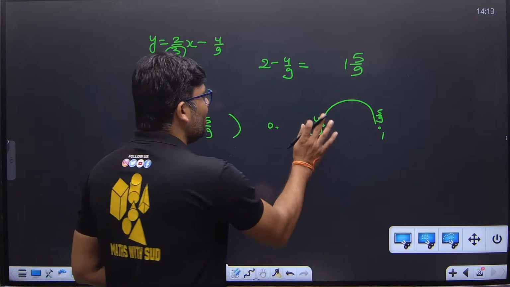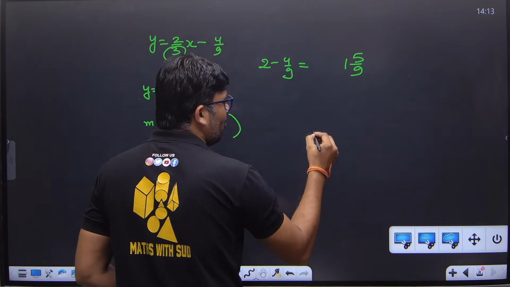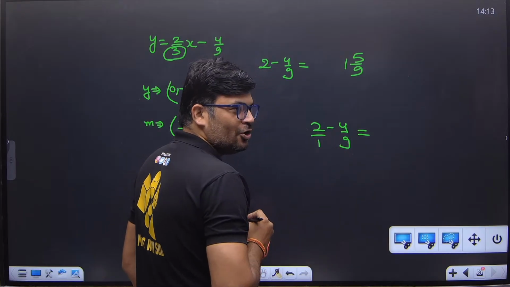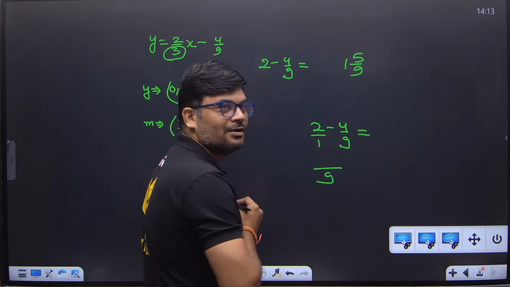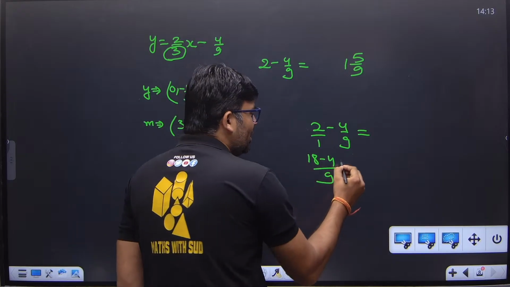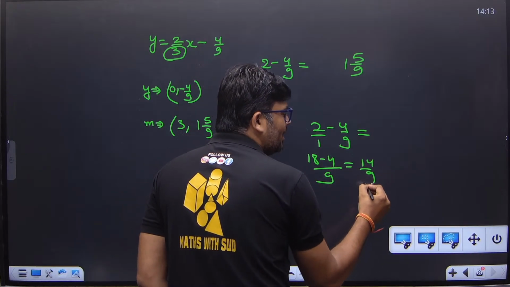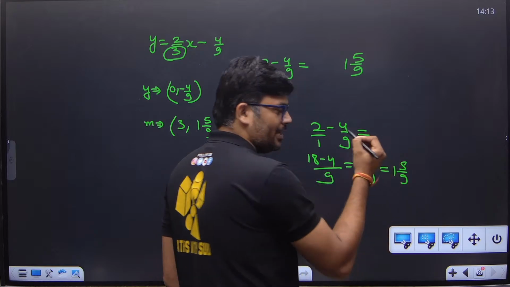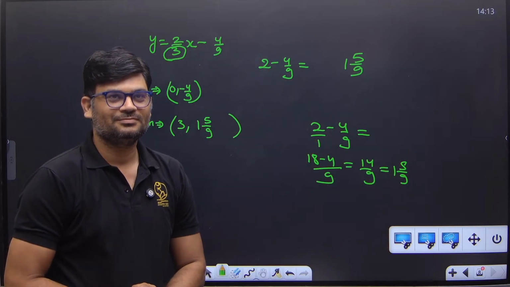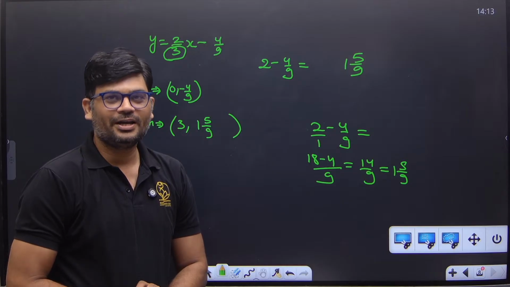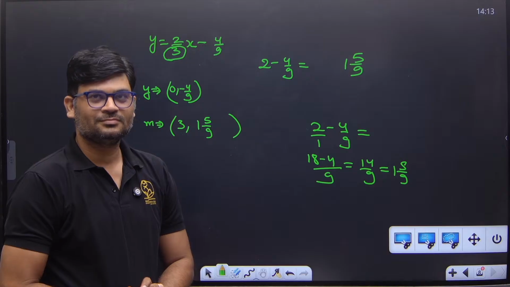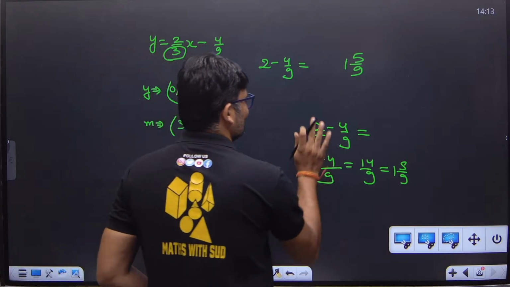See how earlier people were doing it, or how you were doing it earlier. You were taking the LCM as 9. You will write it as 18 minus 4. Then you might be doing it as 14 by 9. Again you will write it as 1 5 by 9, which we have done in a single step. So if this is 3, minus 4 by 9 will be 2 5 by 9.